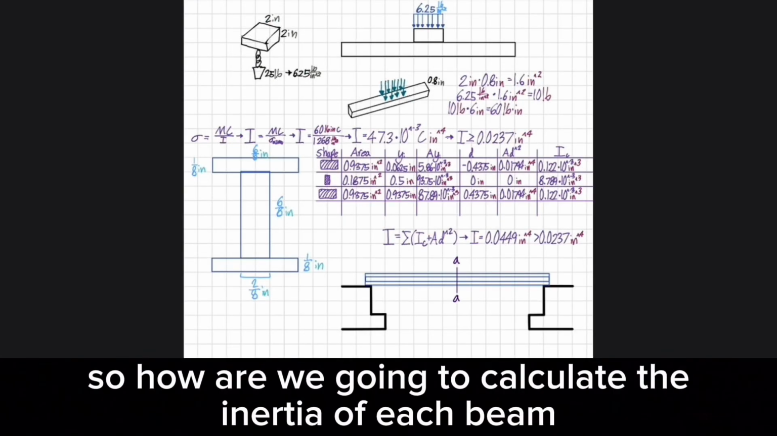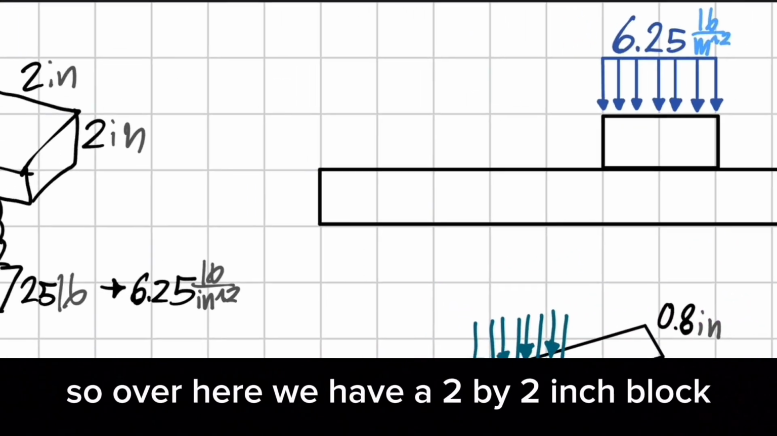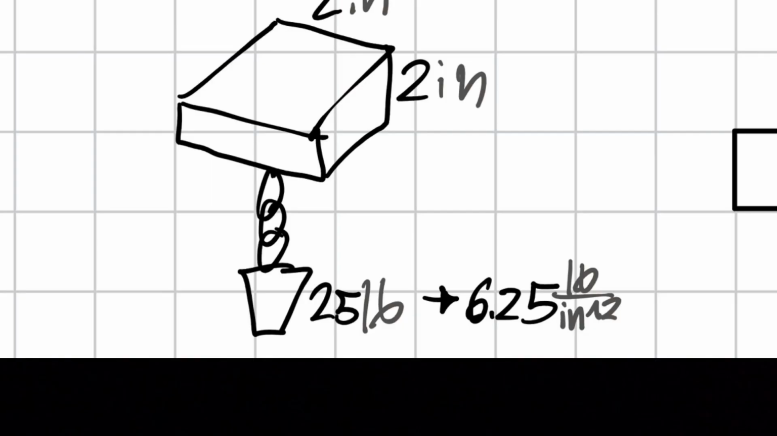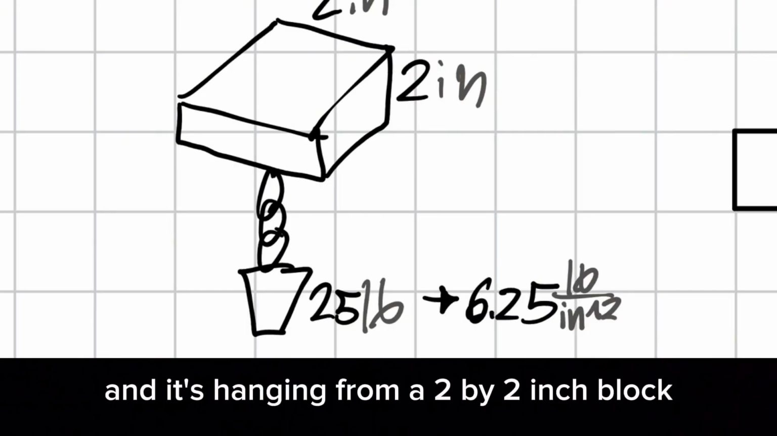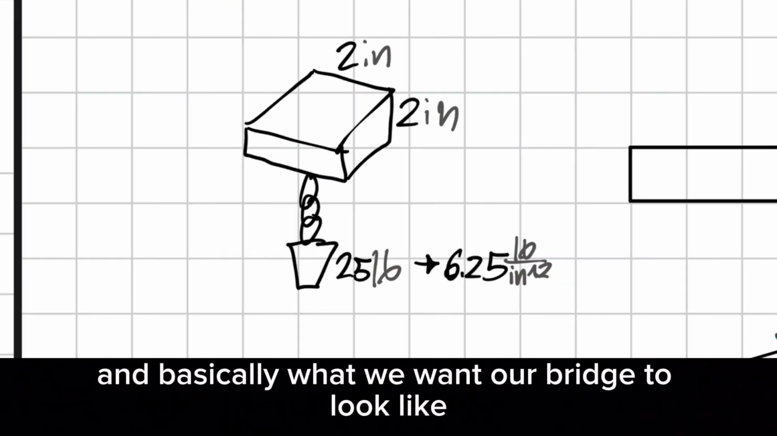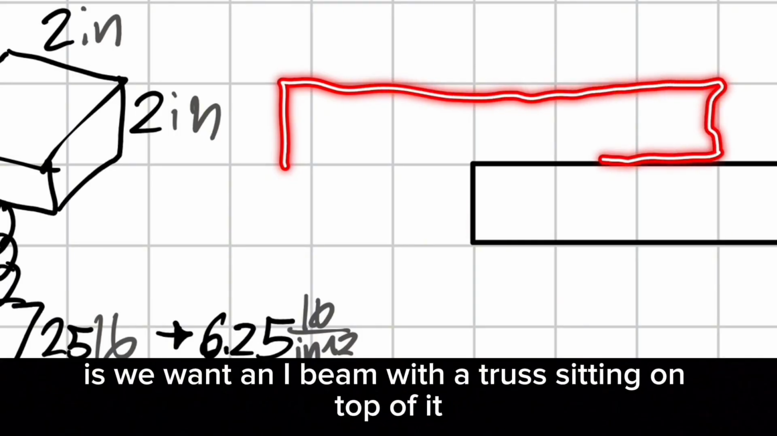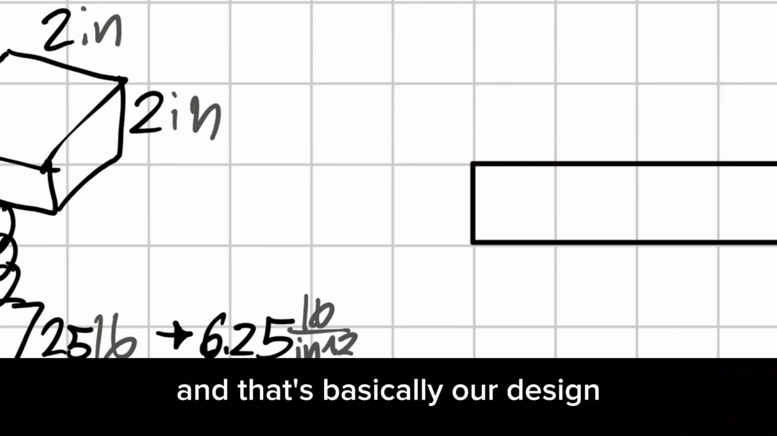So how are we going to calculate the inertia of each beam? Over here we have a 2x2 inch block, and there's a weight hanging from it, which is 25 pounds, the weight we want to support. That means it's going to cause a distributed force on the bridge. What we want our bridge to look like is an I-beam with a truss sitting on top of it, and that's basically our design.